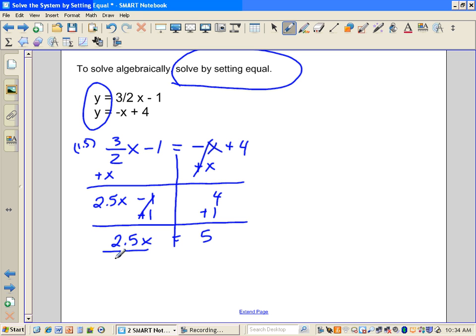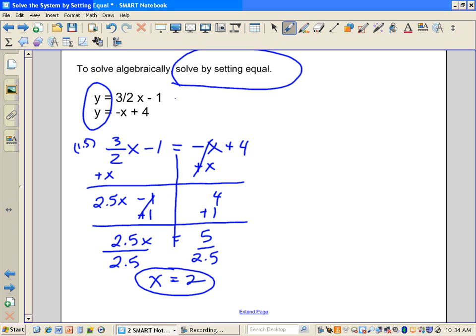Well, I can see clearly right now when I divide by 2.5 that x is equal to 2. 5 divided by 2.5 is 2. So I got my x value of 2, which is great. I need to find a y value now.